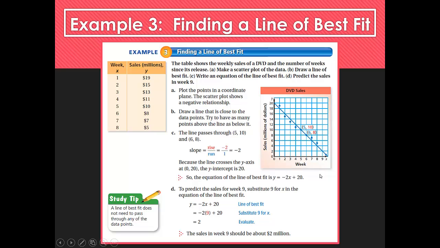So first we plot our data. The scatter plot shows a negative relationship because as X is increasing, Y is decreasing.